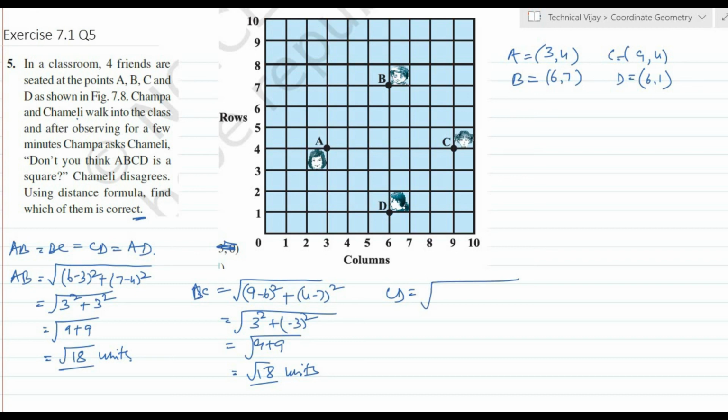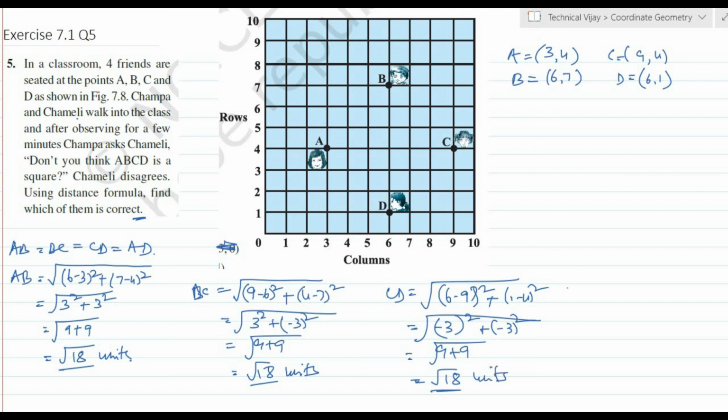So (6 minus 9) square plus (1 minus 4) square. So this is equal to minus 3 square plus minus 3 square. So this is also equal to 9 plus 9. So this is equal to root 18 units.